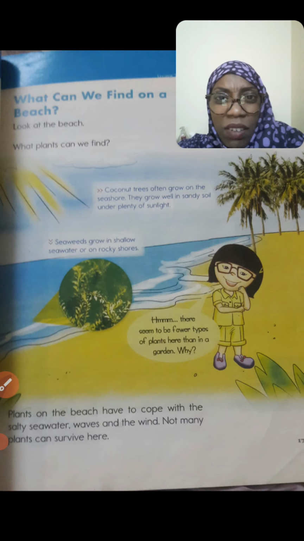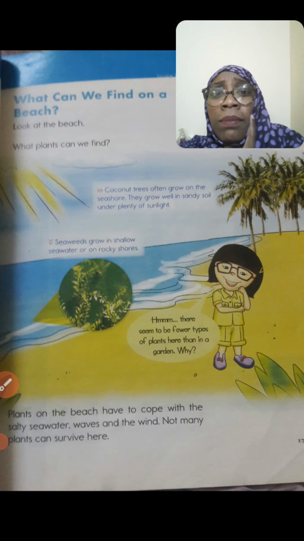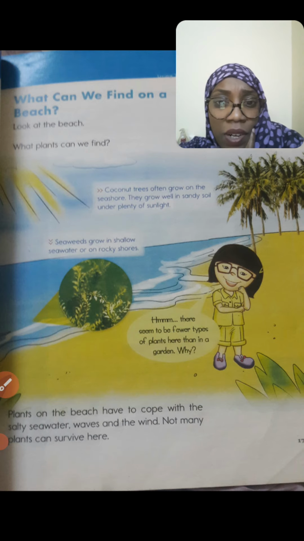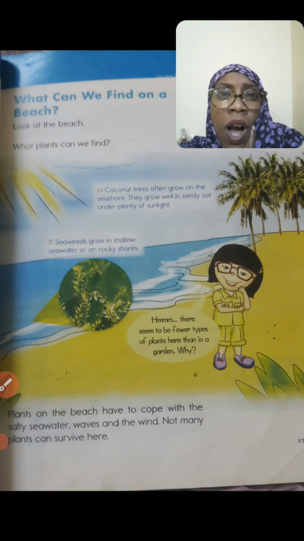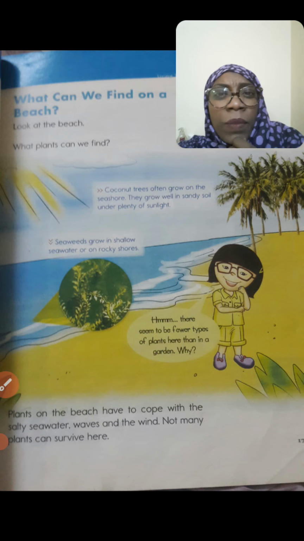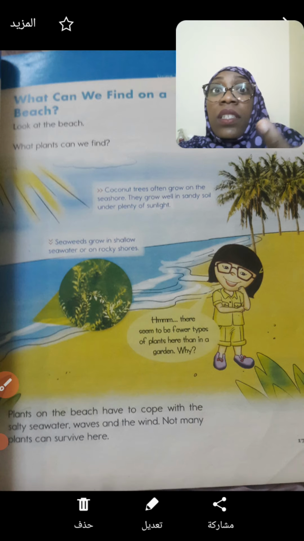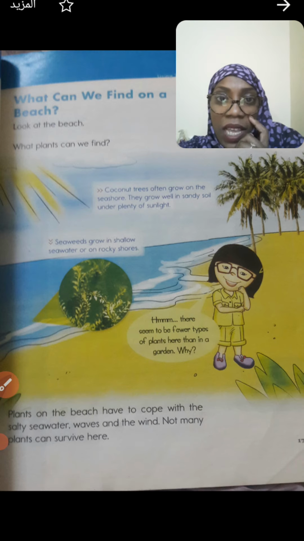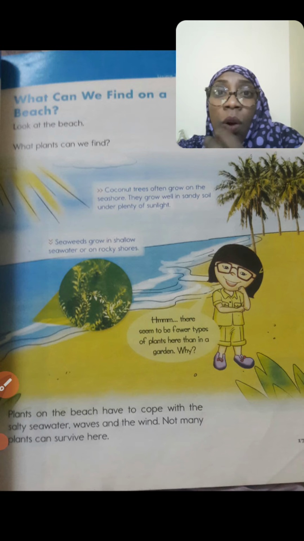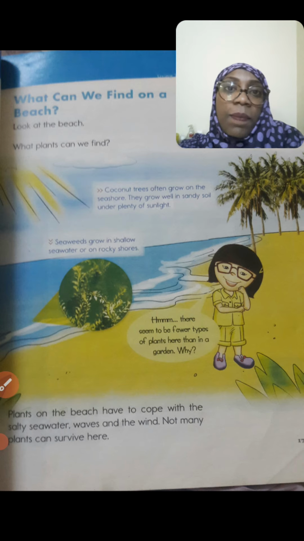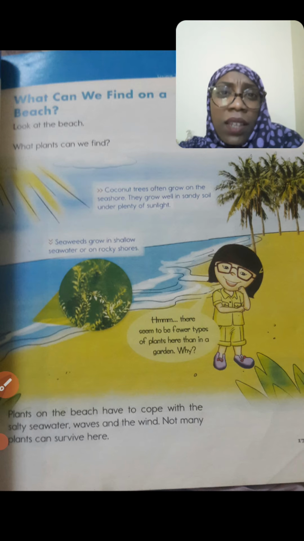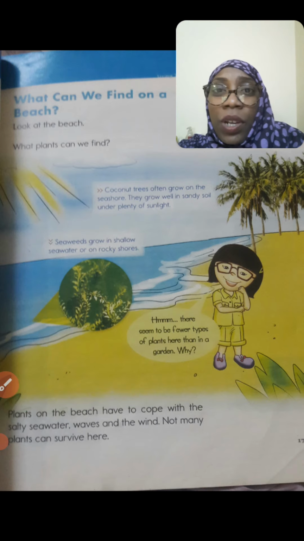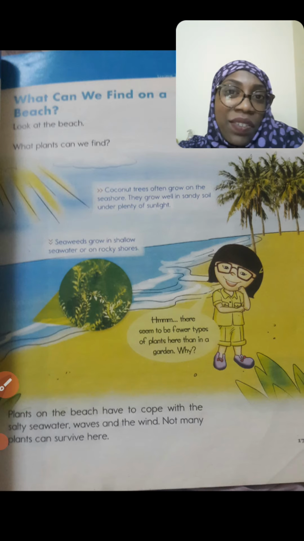Rita, her name is Rita. Rita is asking, there seem to be fewer types of plants here than in the garden. Why? If you remember, in the garden we can find a lot of kinds of plants, but here we have only two kinds. Why? She asked this. Can you guess why? I guess the book gives us the answer down here. Let us read it.